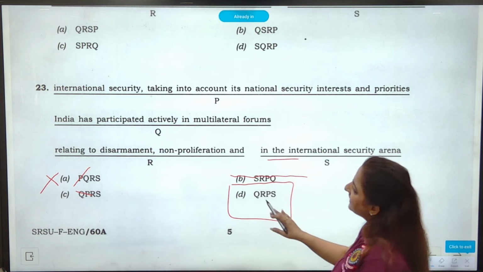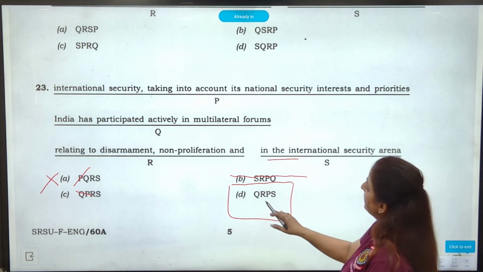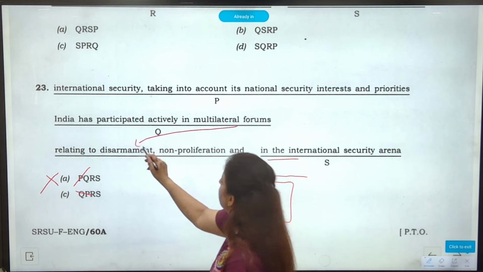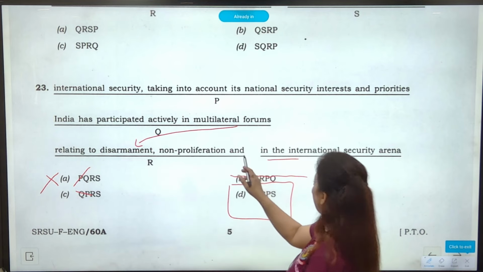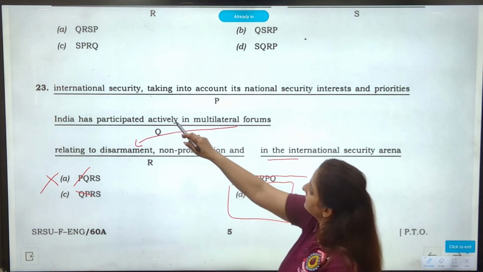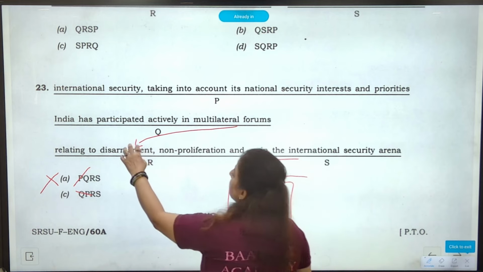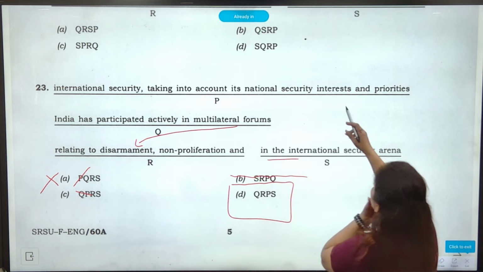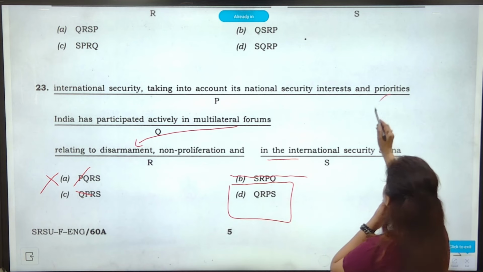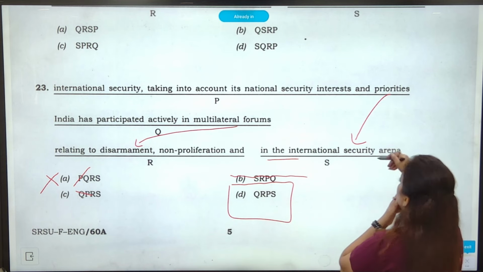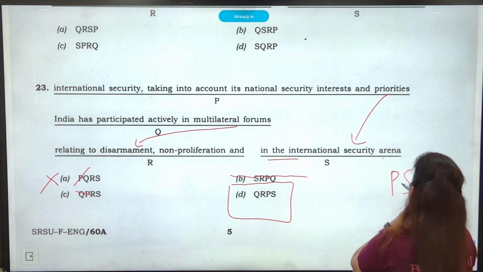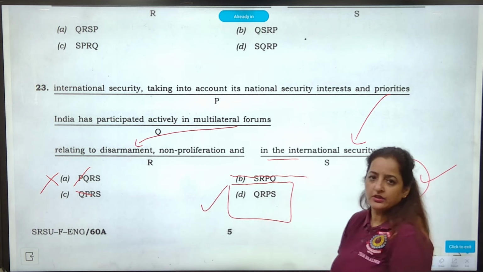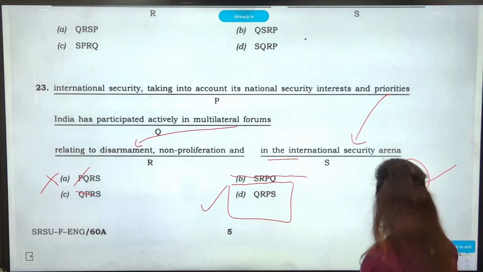Let's read. India has participated actively in multilateral forums. Forums are related to disarmament, non-proliferation, and international security. See, all defense-related terms are this, and this, taking into account its national security interests and priorities in this arena. Yeah, so even P and S go together. Very nice pair. Answer is delta. Notice we need to watch out for independent fragments.